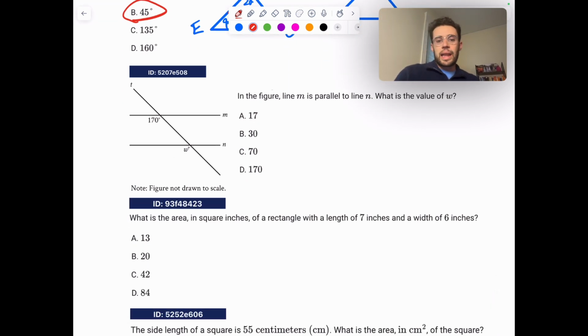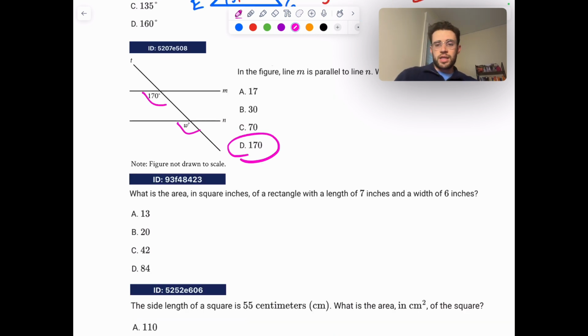In the figure, line M is parallel to line N. What is the value of W? So we have two parallel lines cut by this transversal T. And what's the measure of W? W is the angle measure here. Well, these are two corresponding angles. So corresponding angles, meaning that they're in the same spot on the parallel lines cut by the same transversal, will have the same angle measure. So this will also be 170 degrees.